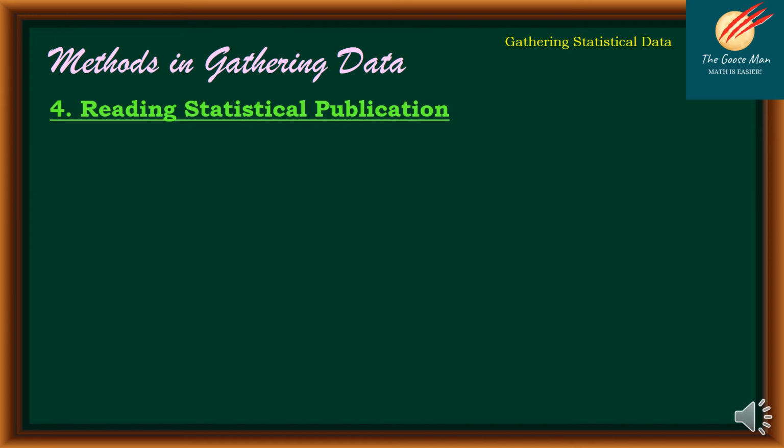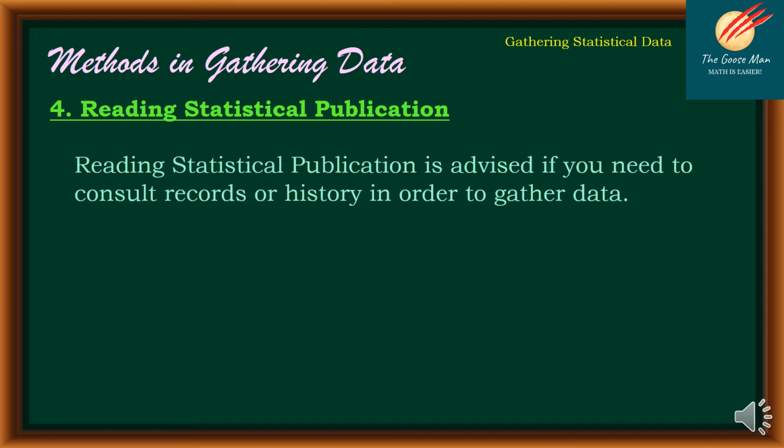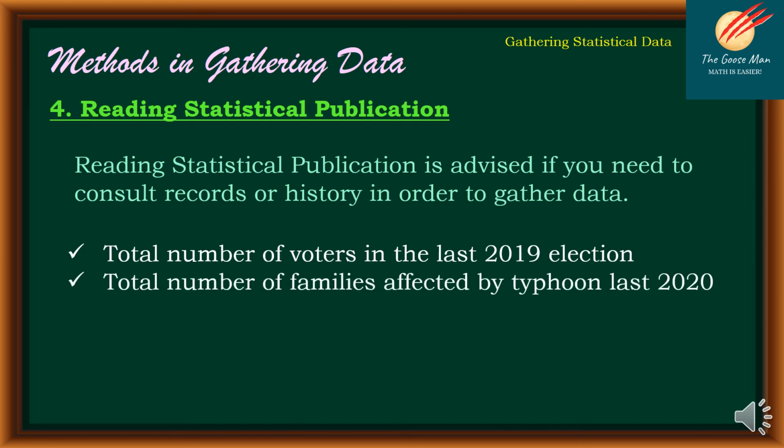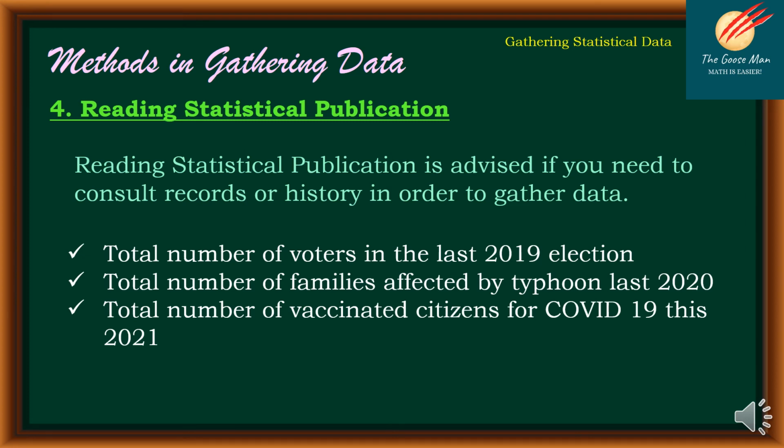Let's move on to the fourth method in gathering data, which is reading statistical publication. Reading statistical publication is advised if you need to consult records or history in order to gather data in the shortest possible time. An example for this is the total number of voters in the 2019 election. Another example is the total number of families affected by the typhoon in 2020. The last one is the total number of vaccinated citizens for COVID-19 in 2021.